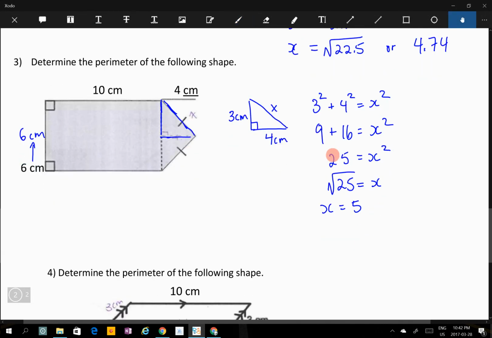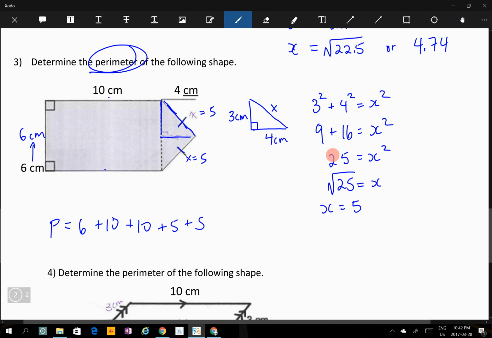Okay, so if I know now x is equal to 5, I know this side is going to be equal to 5 because they are the same, indicated by these tick marks. So then the entire perimeter, remember we're looking for perimeter, P is equal to 6, the side over here, plus the 10 up here, plus the 10 down here, plus the 5 and the 5. So plus 5 plus 5.